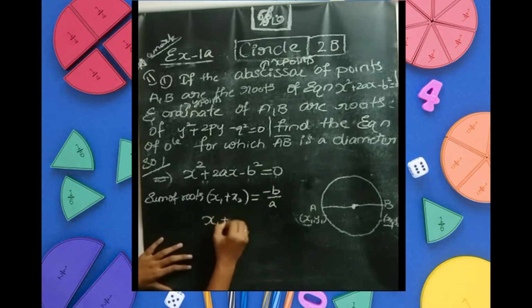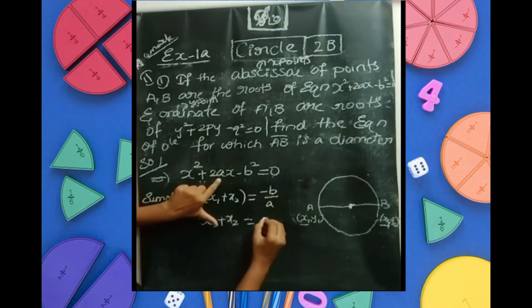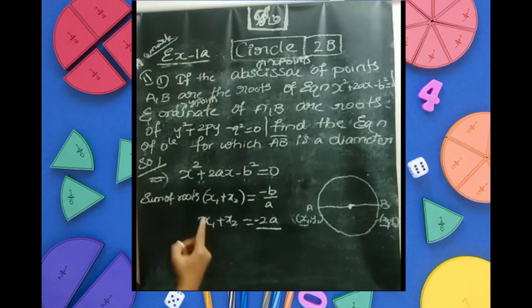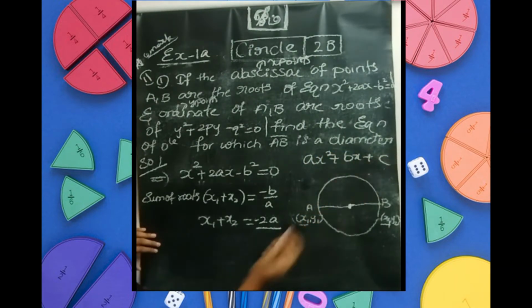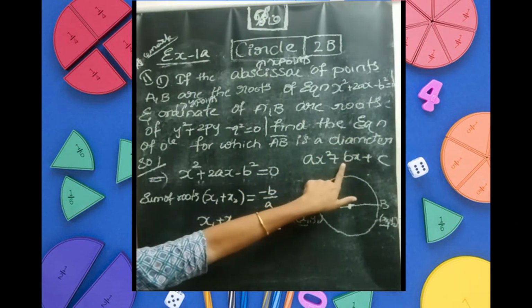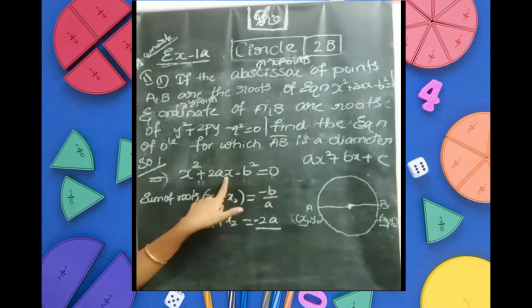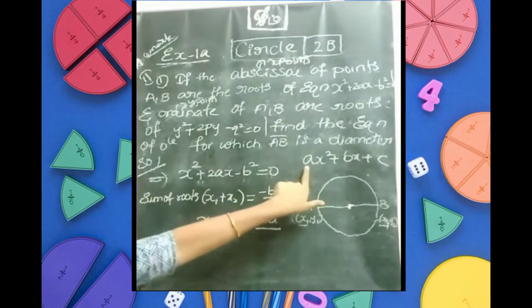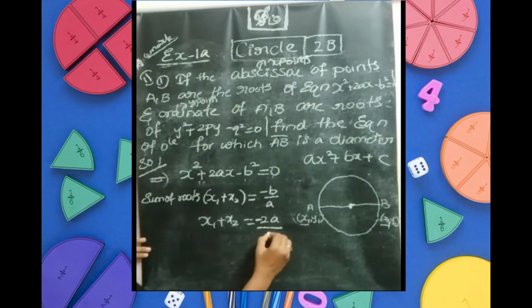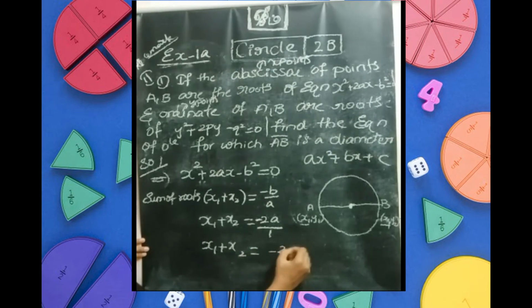Now x1 plus x2 equals minus b, and here what is there? 2a. That means the x coefficient. Here we have to compare it with the form ax square plus bx plus c. See, the x coefficient is b here. So we substitute the x coefficient, which is minus 2a, and a is the x square coefficient, which is 1. So x1 plus x2 equals minus 2a.